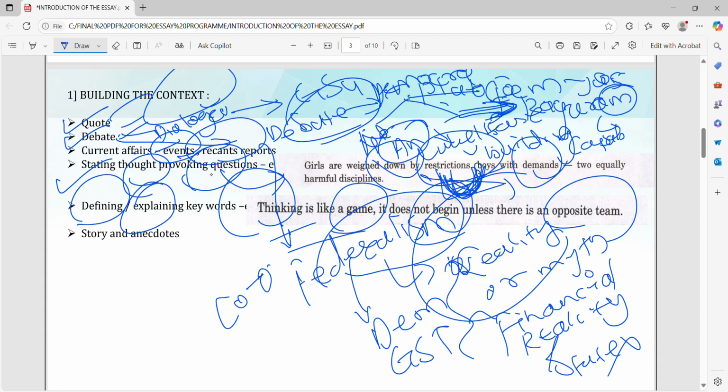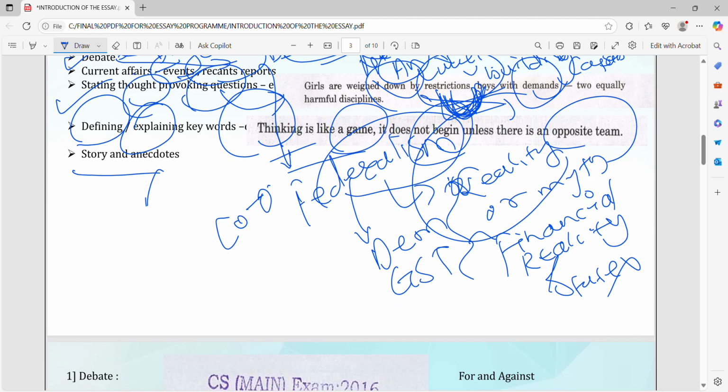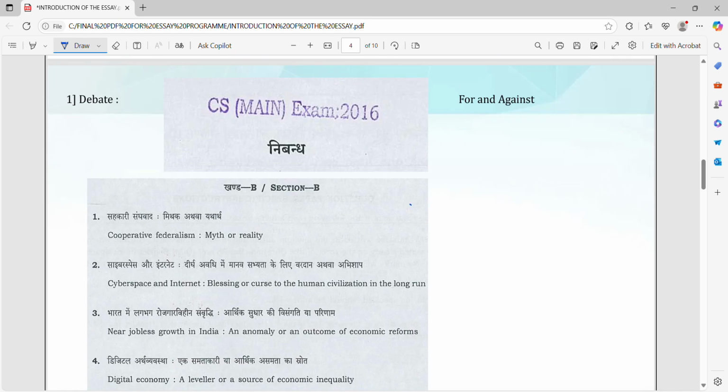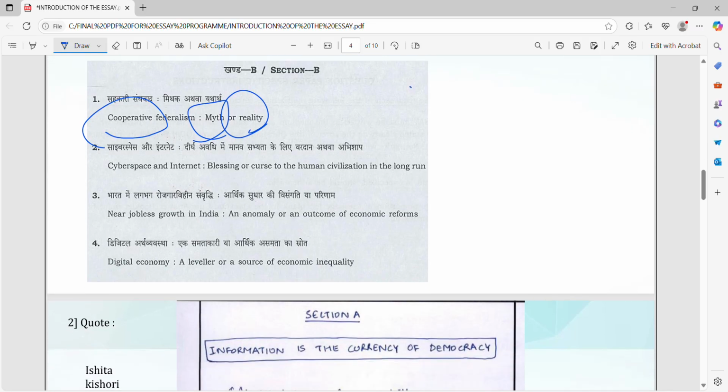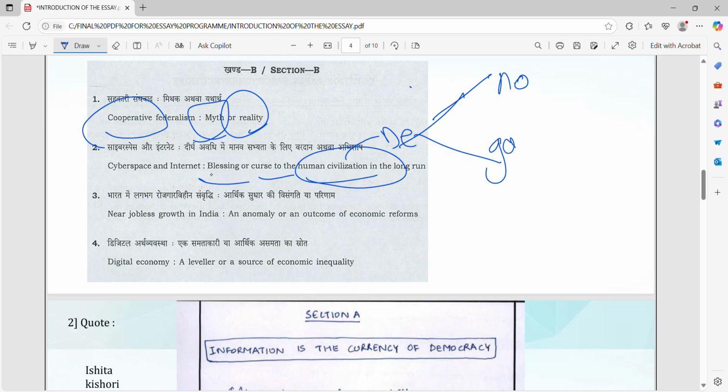Okay, so story and anecdote. This is the favorite one of everyone. Let's see the debate first. What is the debate? Debatable topic: cooperative federalism, myth or reality. Just as we have discussed cyberspace and internet, blessing or curse to human civilization. That is the debate. There are two sides: first is for and second is against.